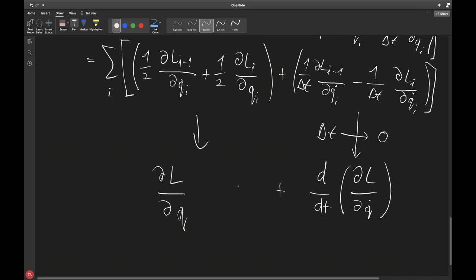And so what actually I should say is that I did go back to the continuum limit.